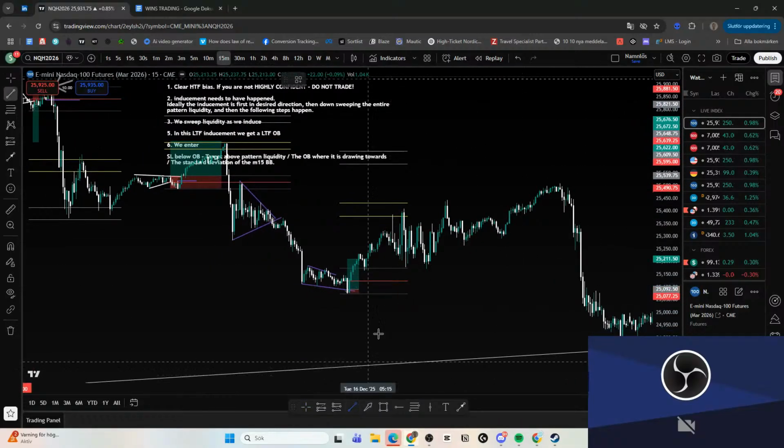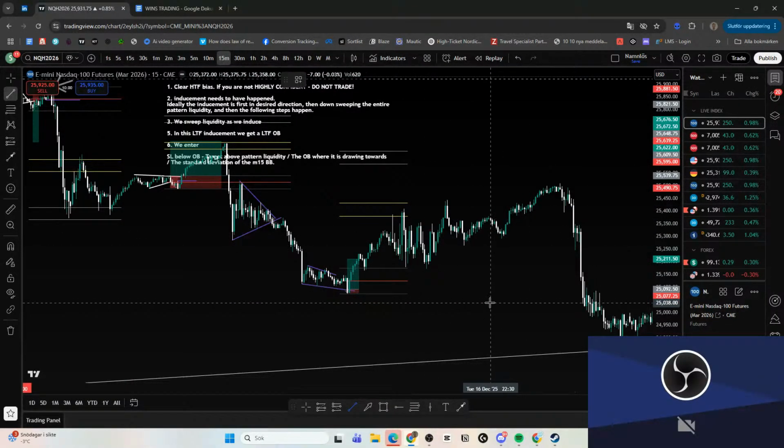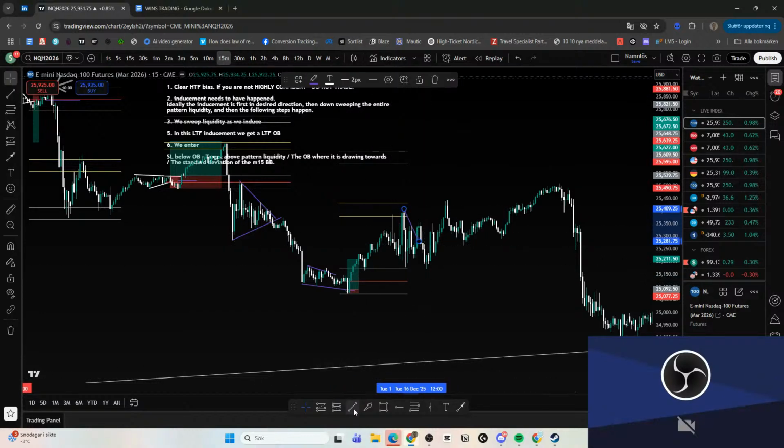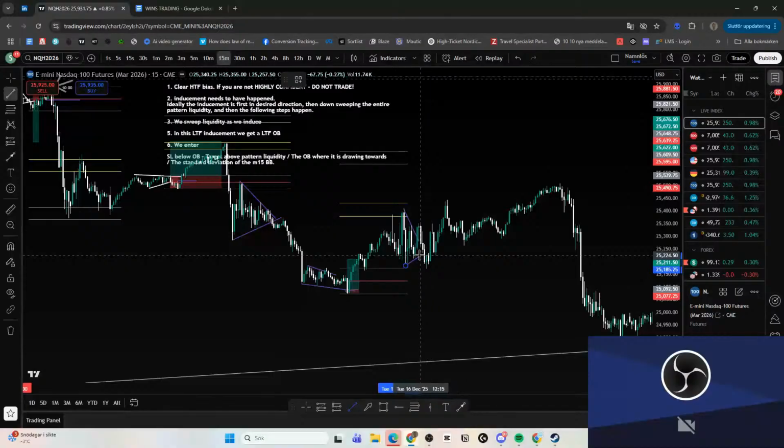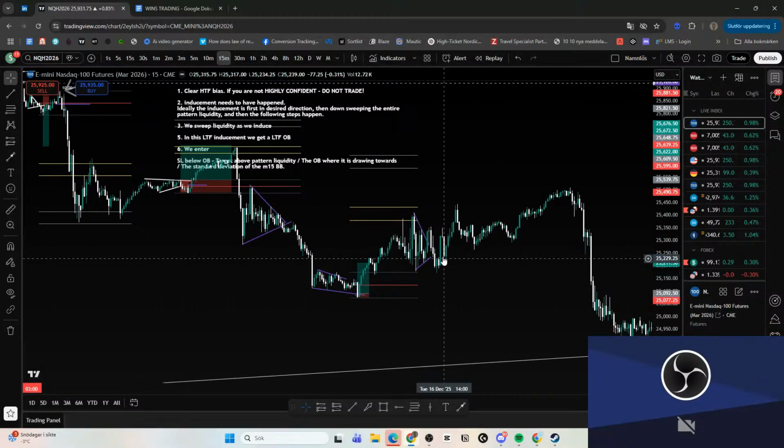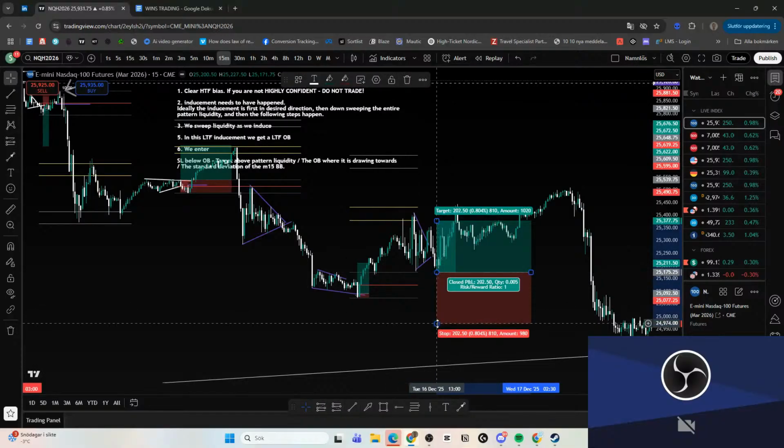Let's continue. So we get this weird looking thing here, I guess. So here we wouldn't enter here because we don't get a pattern. We do get this later. Break above, draw below, look for entry below there. Lower time frame sign of reversal. So it's there. It's there, all right.